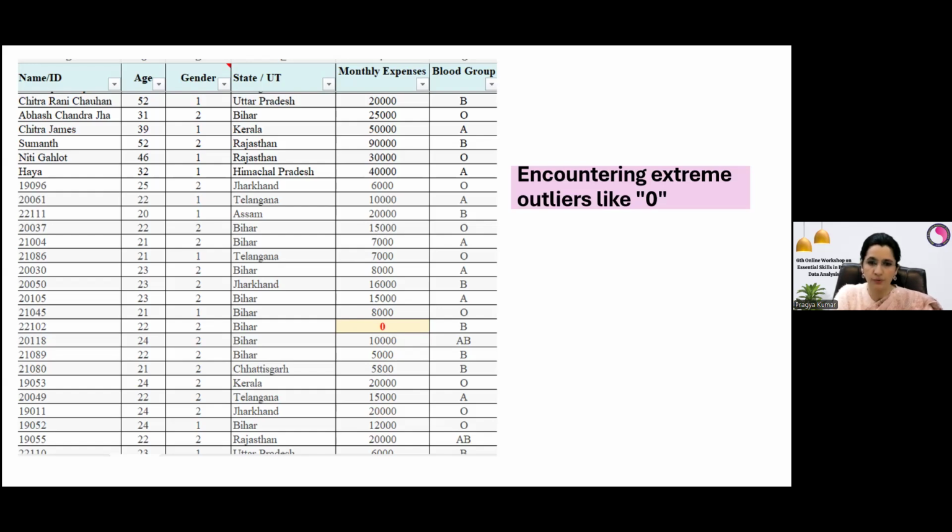So what to do with such an outlier if by mistake some person has entered a value like this? You can do data validation. There is an option in Google Form where you can keep a check that at least a minimum value should be there. Then only it will take the value. Otherwise, the form will not be submitted. So you can have some checks like that.